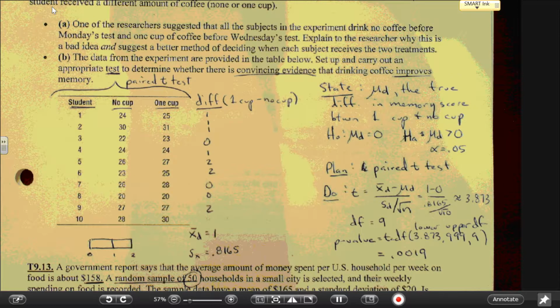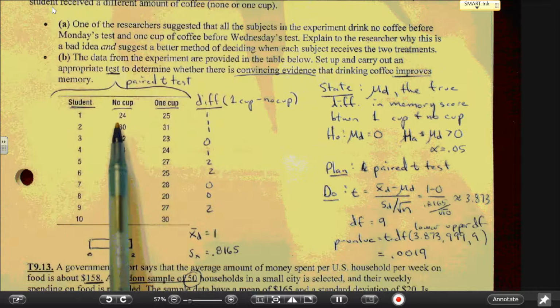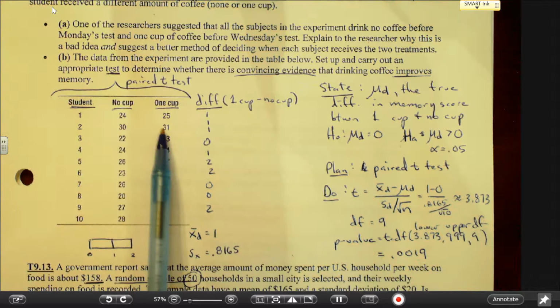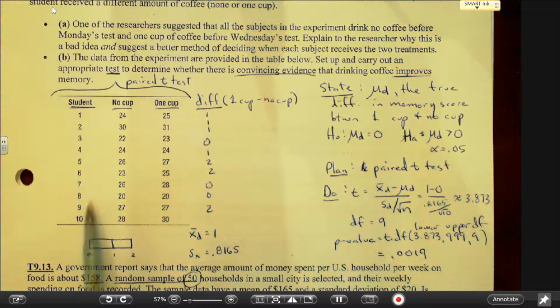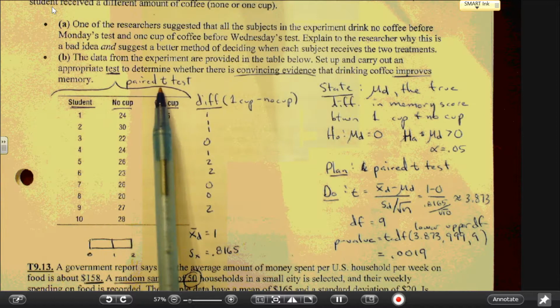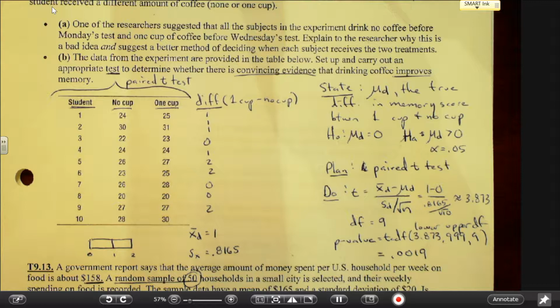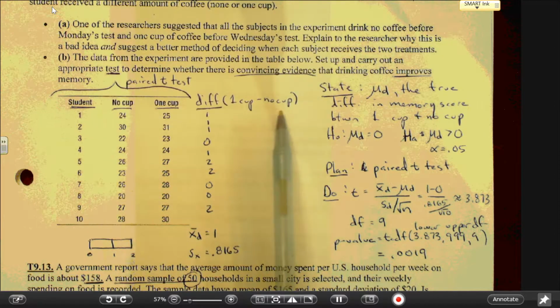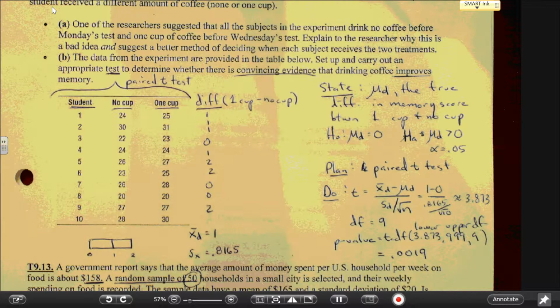Now, the first thing you want to recognize is that there are two columns of data. There's a column of data for no cup of coffee and a column of data for 1 cup of coffee, and they're matched by the student number. So that's a big indication that what you're looking at is a paired t-test. The very first thing you want to do is subtract the differences. I subtracted 1 cup minus no cup because, as you see, that ended up giving me more positive values. Actually, there are no negative values in this case.